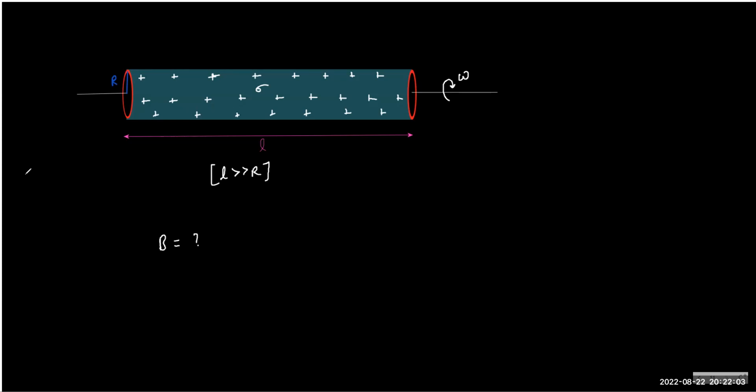Got the answer? So first of all, you need to find the current. What is the total current? So total current is Q omega by 2 pi, right? Yes, sir. Have you done this part before, like the current due to the rotating object?